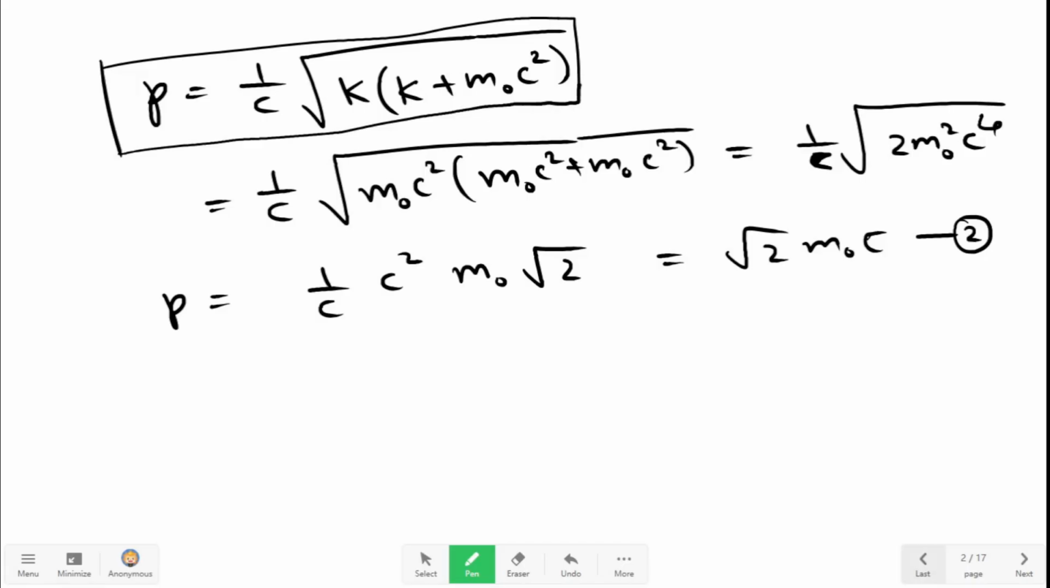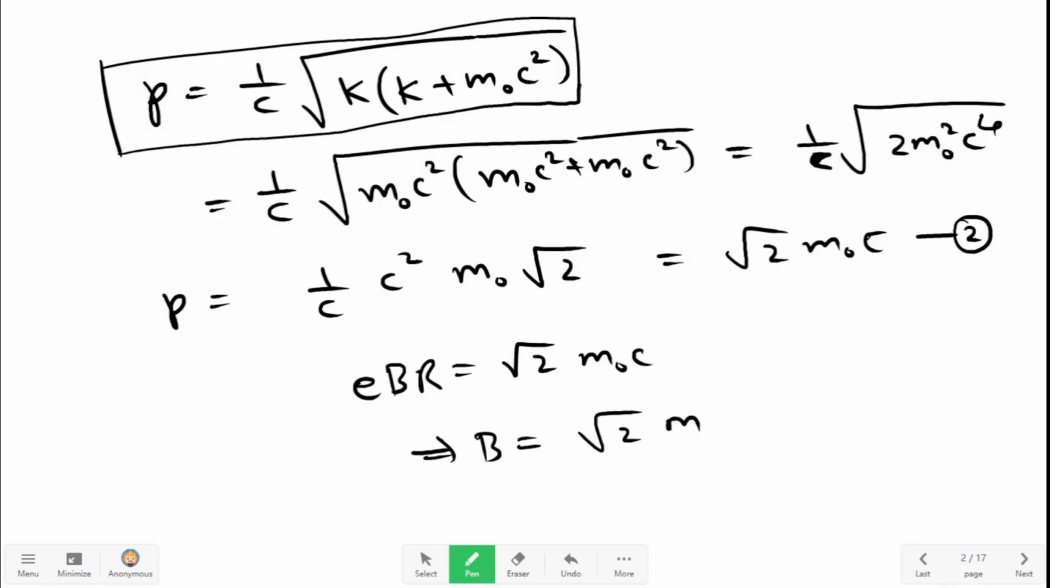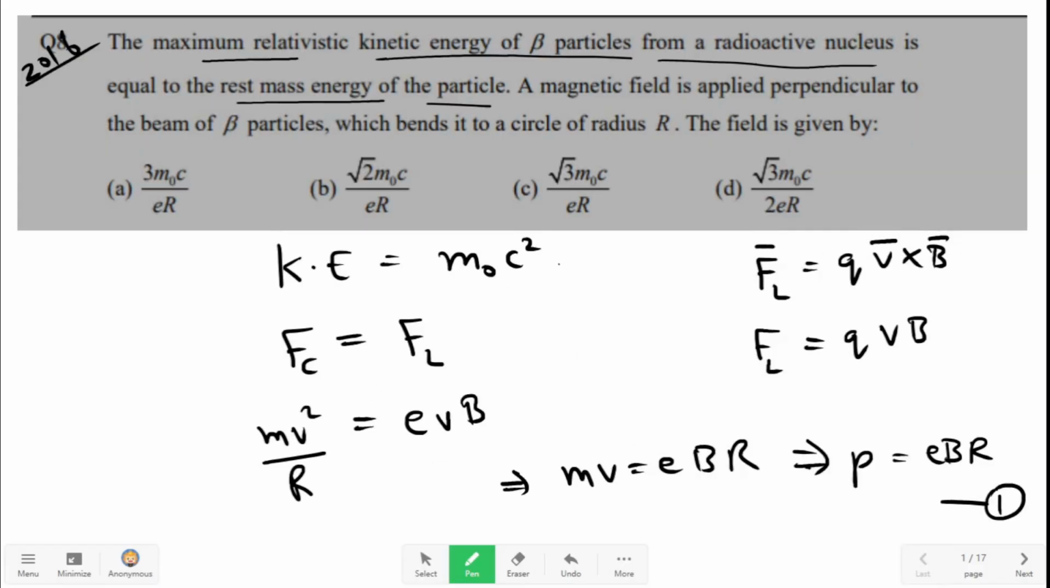So from equation 1 and 2 we can write that EBR is equal to root 2 m0 c. From here we can say magnetic field is equal to root 2 m0 c divided by ER. Therefore, the correct option here is option B.